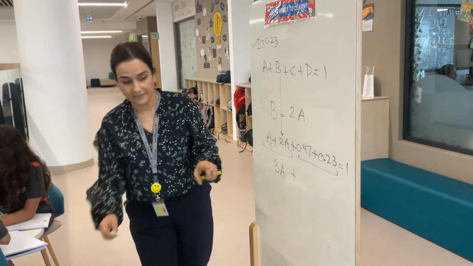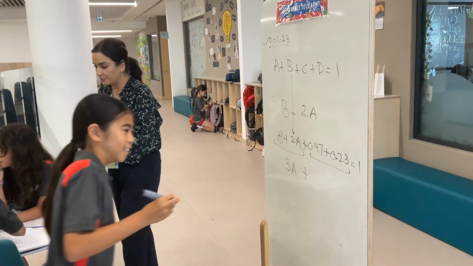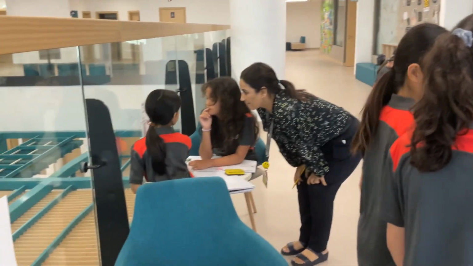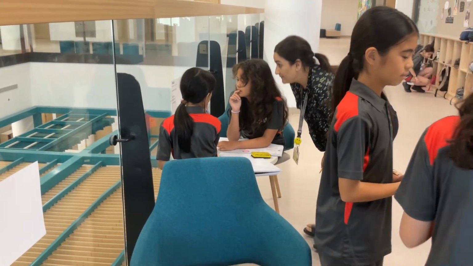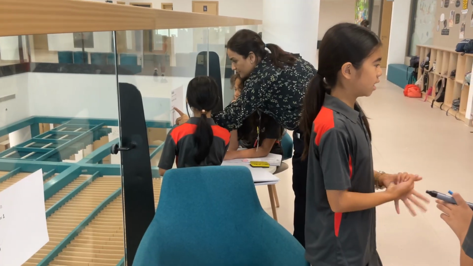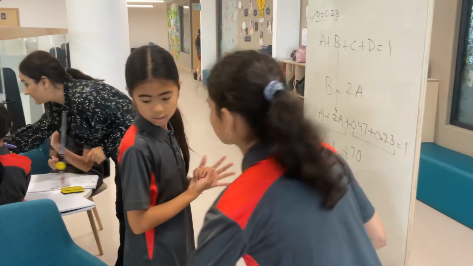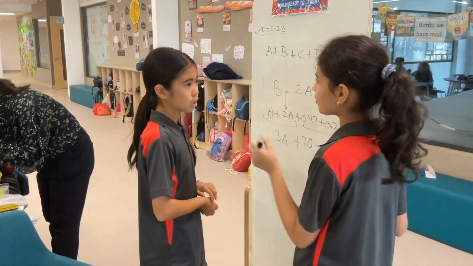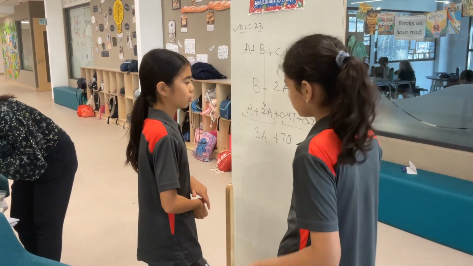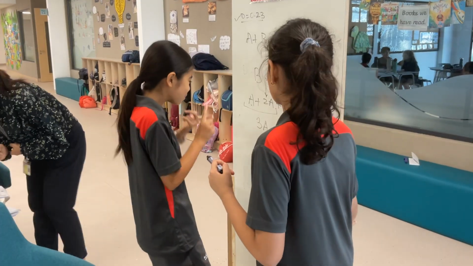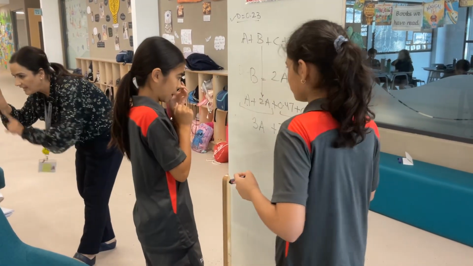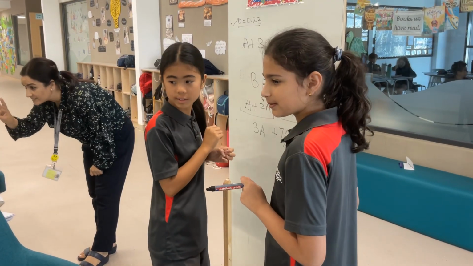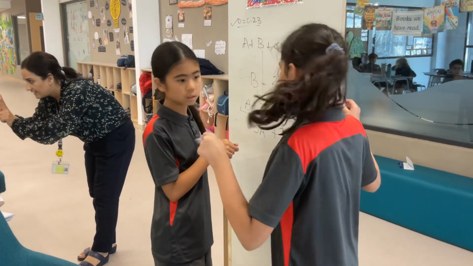Calculate 0.47 and 0.23. Yes, guys, where are you? B is twice of A. That means in place of B, I can substitute 2A. So I've got 2A and 1A. They are combined. You have got 2 A's, right? And one more A is added.